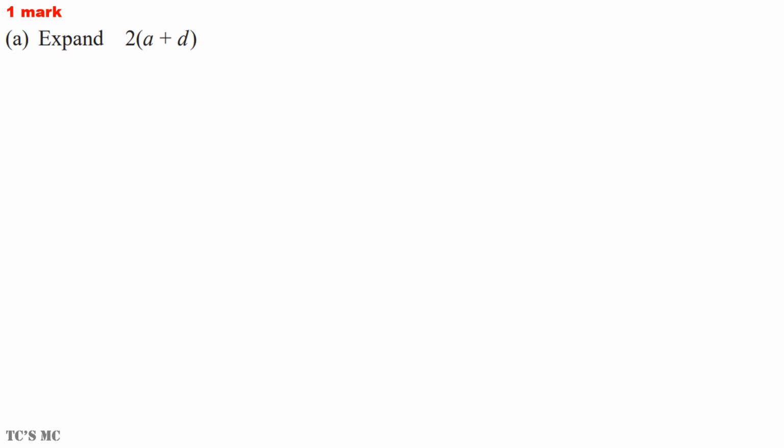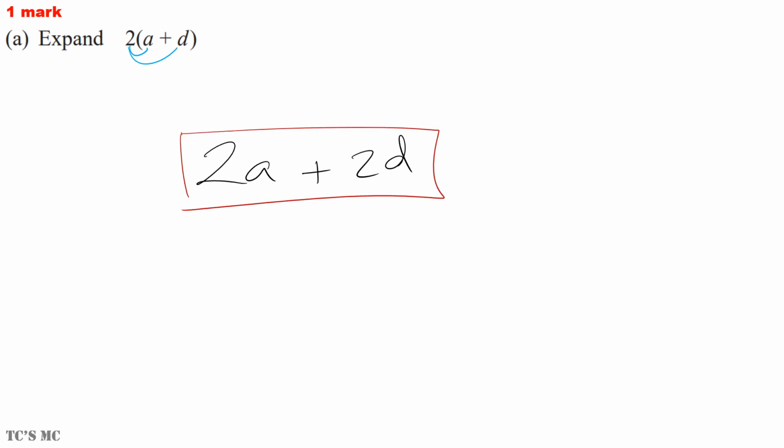Expand the following. That means we need to do 2 multiplied by a, which is 2a, and then we need to do 2 multiplied by d. That gets us a positive 2d. We must have both terms for that 1 mark.